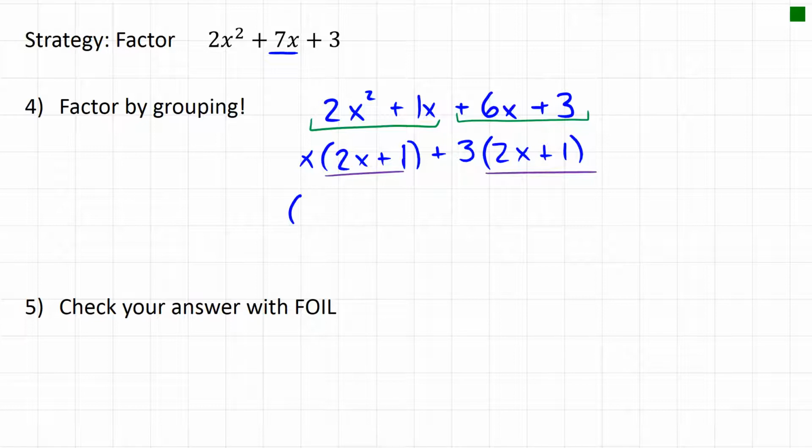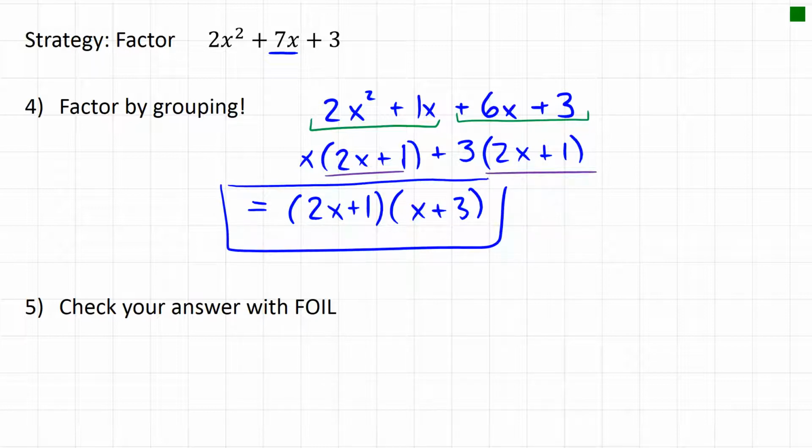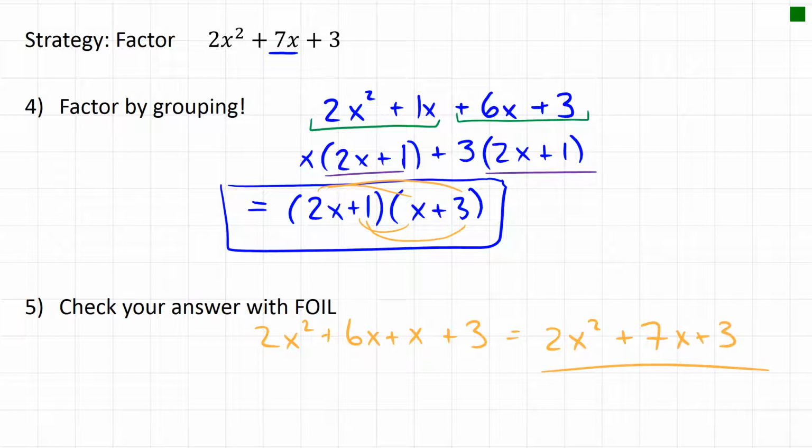So we factor out that common binomial. That's 2x plus 1 times x plus 3. And so there is our factored polynomial. But of course, the last thing we should always do is check our answer by FOILing. So let's FOIL that out. And we get 2x squared plus 6x plus x plus 3, which is equal to 2x squared plus 7x plus 3. And that's our original, so we've done it correctly.